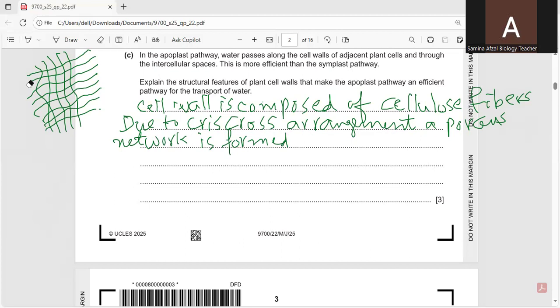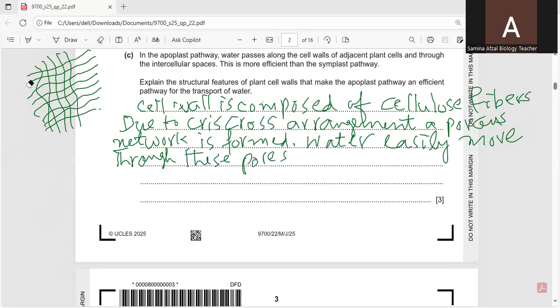So due to which water easily moves through these pores or spaces, by mass flow, which offers very low resistance.